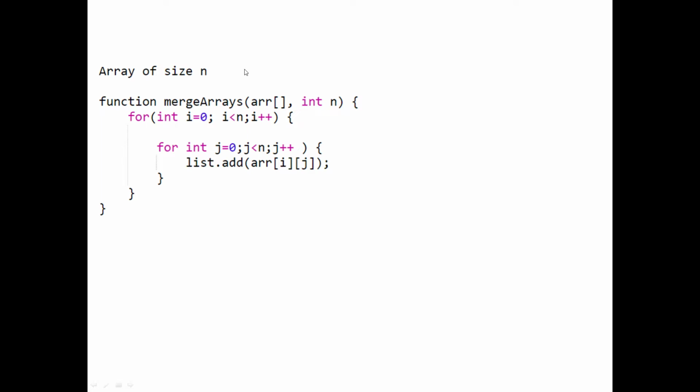Here we are given an array of size n. We have a for loop here and we have another nested for loop here.